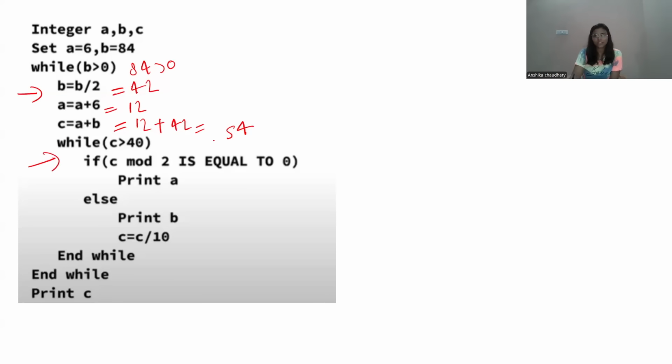While c is greater than 40. So 54 is greater than 40. Yes, the condition is true. We will come into the if part. We will check for the condition, c mod 2 is equals to 0. So c, 54 modulus 2 is equals to 0. Yes, because 54 is completely divided by 2. So yes, this condition is true.